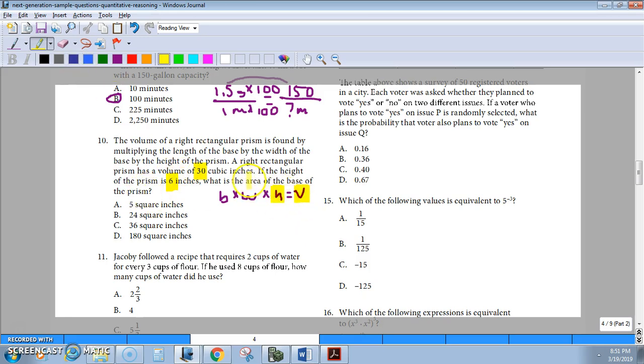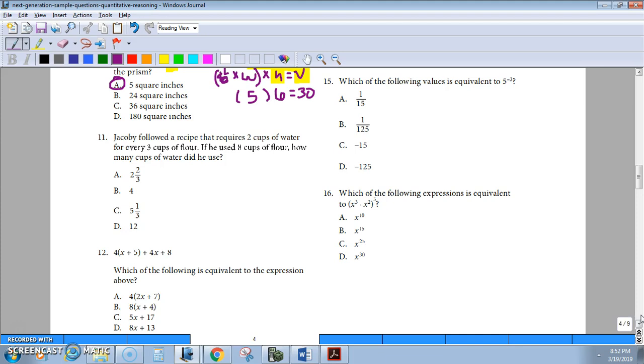And it's asking us to find the area of the base. It's not asking us to find a side of the base, just the area. So what we need to realize is that the length times the width is the area of the base, right? So this is going to become our big question mark, but we know that whatever it is, if I multiply it by 6, it gives me 30, right? So what number times 6 gives you 30? So the area of the base has to be 5, okay?